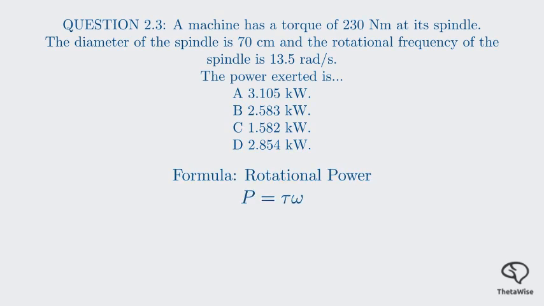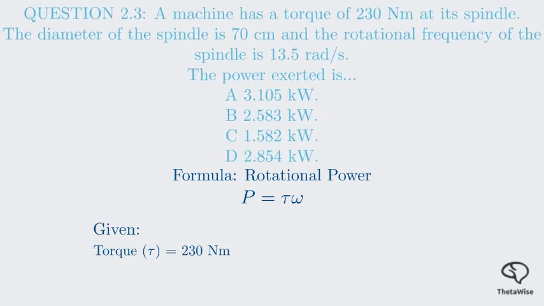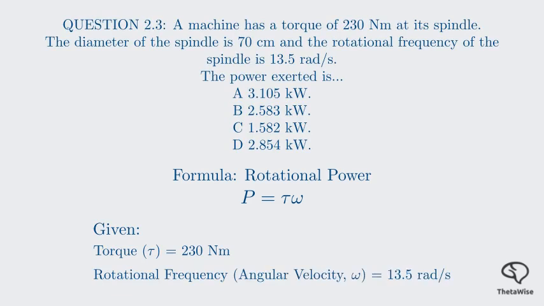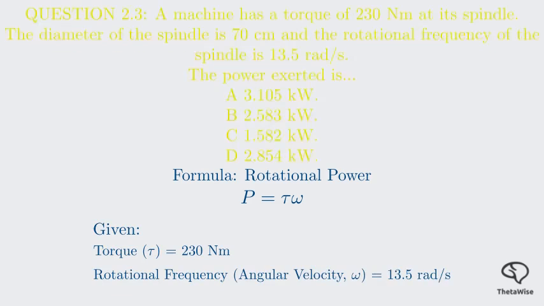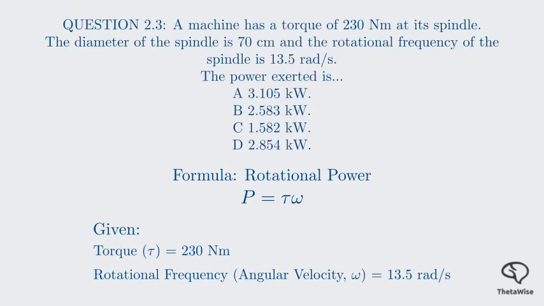Let's identify and highlight our given values. The torque, tau, is 230 Newton meters, and the rotational frequency, which is another term for angular velocity, omega, is 13.5 radians per second. The diameter of 70 centimeters is extra information not needed for this specific power calculation. We can directly substitute these values into the power formula.